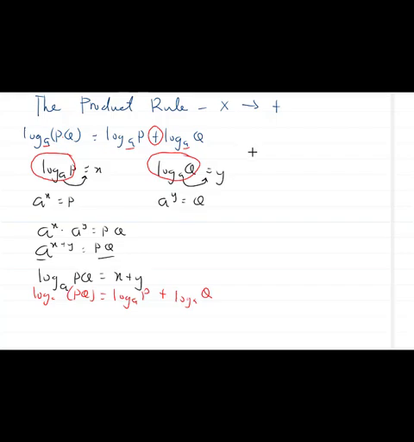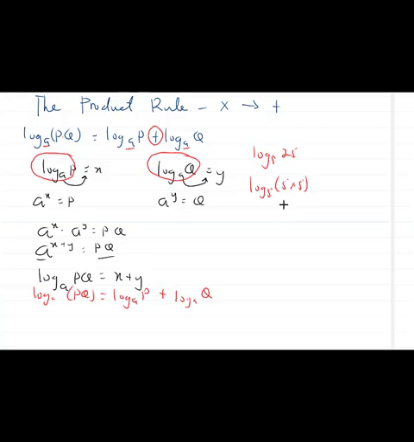So for example, given log base 5 of 25, which you obviously know that 5 to what exponent will give us 25, which will be 2, right? But we can express 25 as a product of two terms. So we can write this as log base 5 of 5 times 5. Now let's apply the product rule.